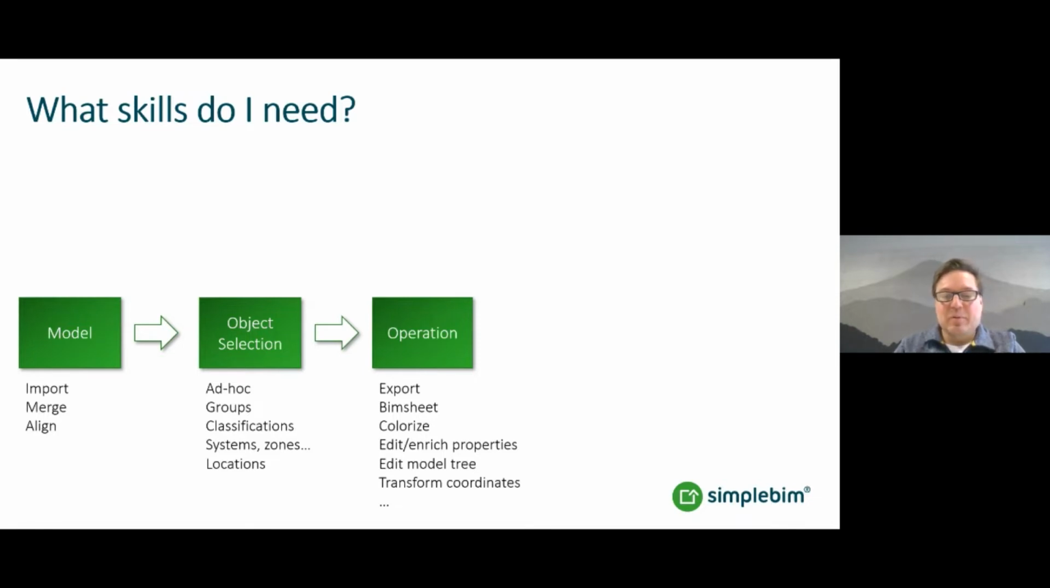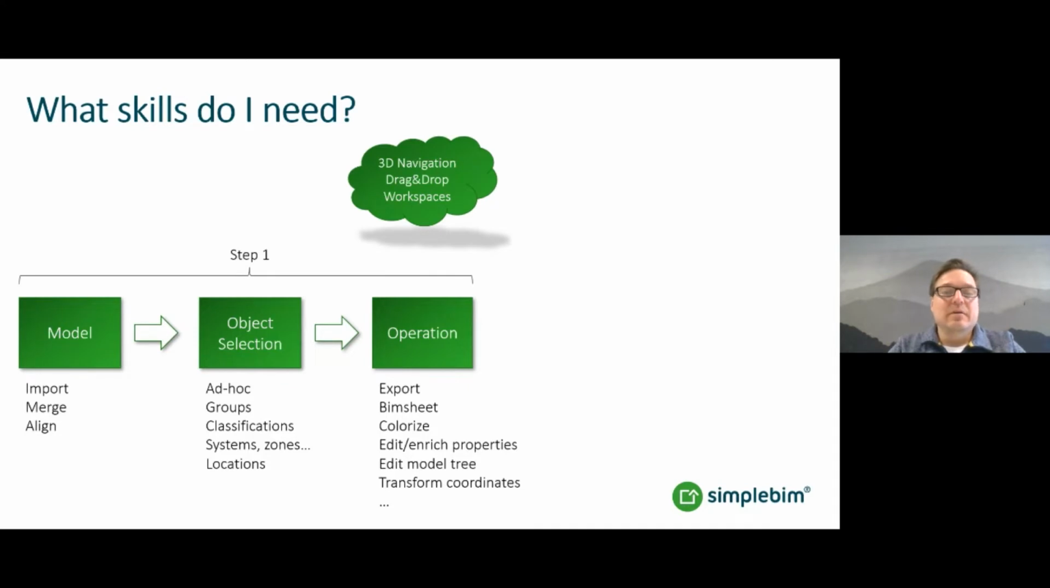Enriching and editing property values. The model tree means the project site, building story, and so on, and even transforming coordinates, for example, for site surveying purposes. So those are all operations for which you need to make an object selection. So you need to have the skill of making those selections. And that's step 1. That's basically in the previous slide, that's doing things manually, figuring out what needs to be done and how. And in step 1, another skill you need is how to use the Simplebim application in the sense of 3D navigation, drag and drop workspaces, and so on. Okay, so that's how you get started.